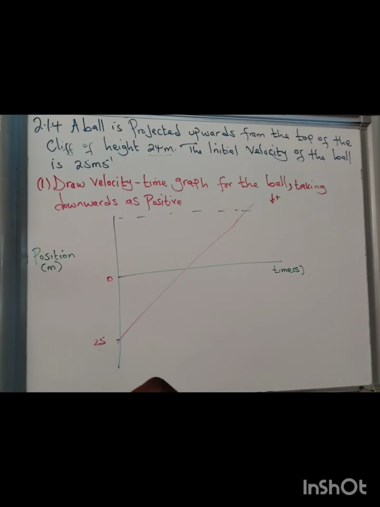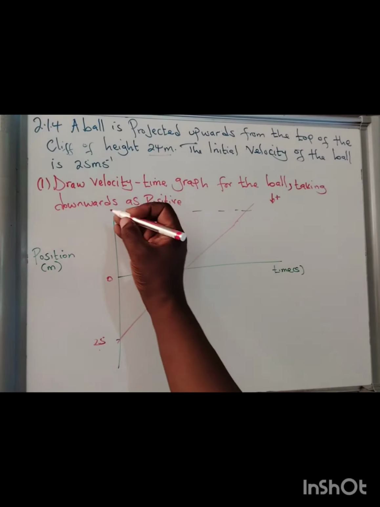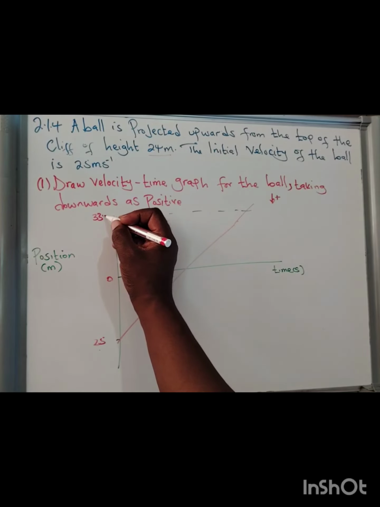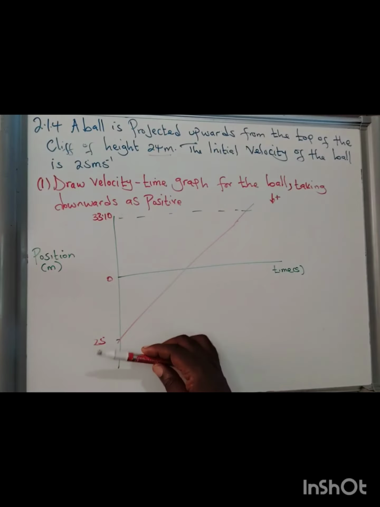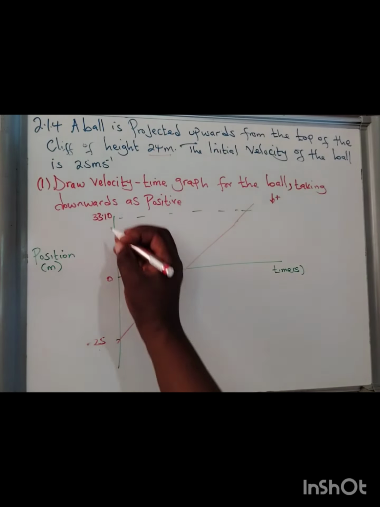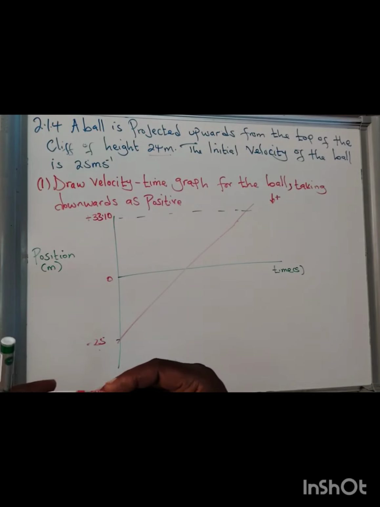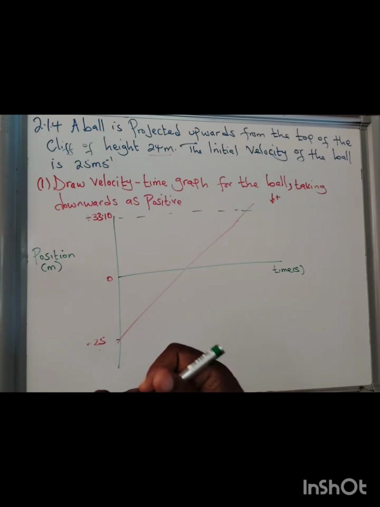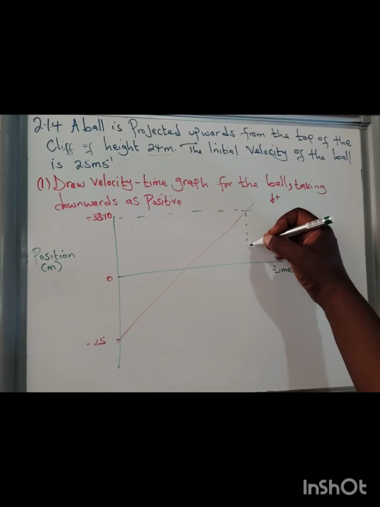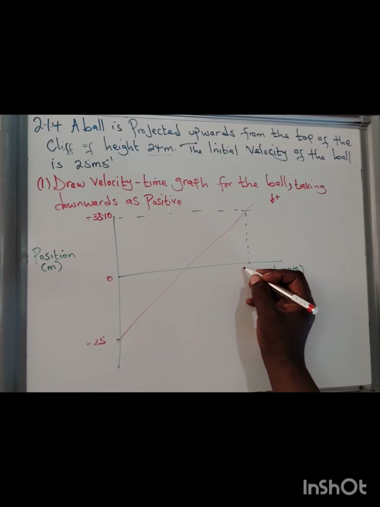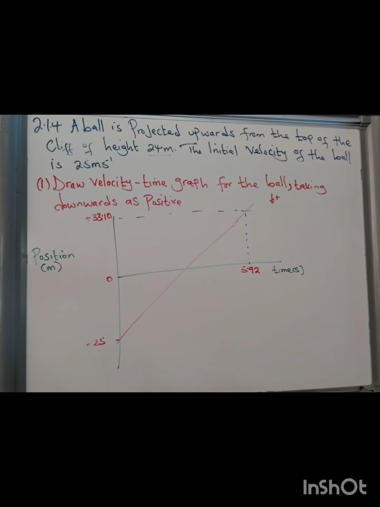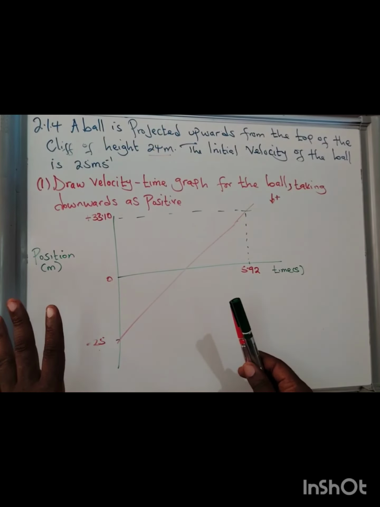which happens to be 33.10. We must not forget that if this is 0, the numbers below it are negative, and the numbers above it are positive. What is missing is the time of flight, which we found out to be 5.92 seconds. Okay, so here we are.